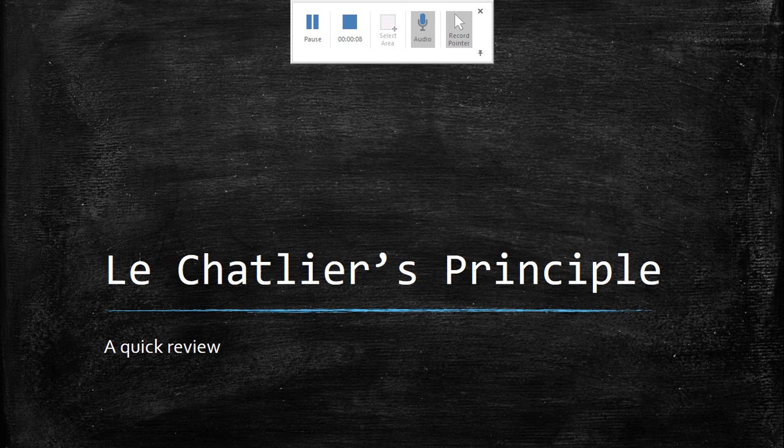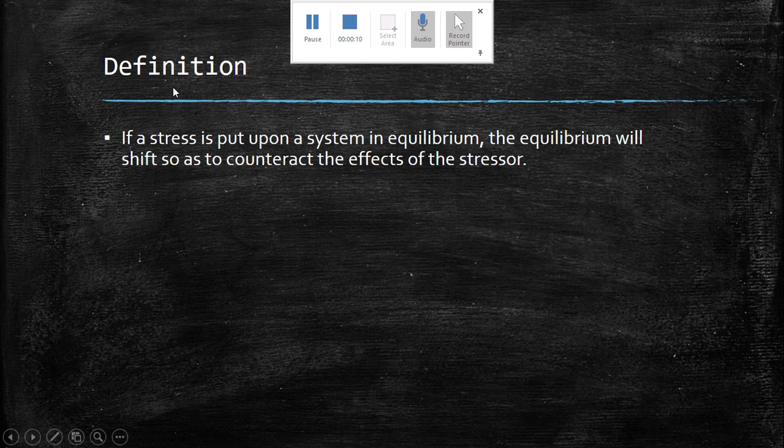So, first of all, I'm just going to go over the definition of Le Chatelier's principle, and that is: if a stress is put upon a system in equilibrium, the equilibrium will shift so as to counteract the effects of the stressor. Now, the way I like to visualize this is I like to think of equilibrium as a scale.